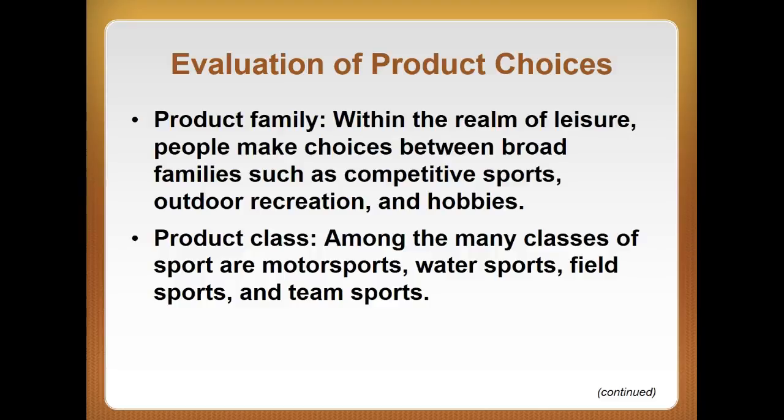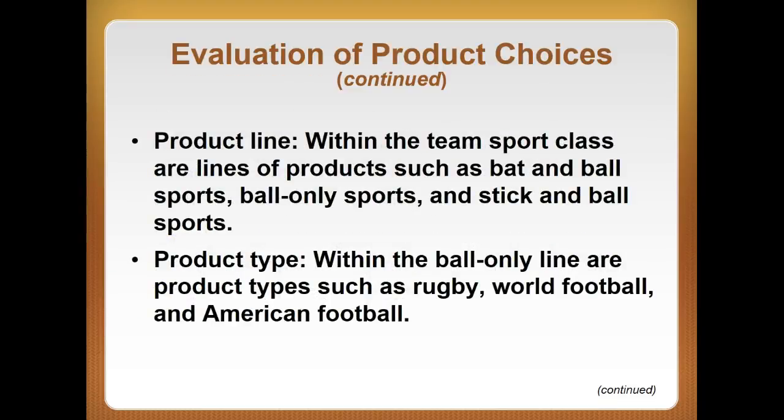Some individuals choose to be season ticket holders. Other individuals decide that they're going to go hunting for a week. And other individuals simply want to enjoy their hobbies, like hitting the beach and going surfing. Product class is in relation to the many classes of sports that are possible out there: motorsports, water sports, field sports, team sports. Product line is talking about, within the team sport class, lines of products like bat and ball sports, ball only sports, and stick and ball sports.